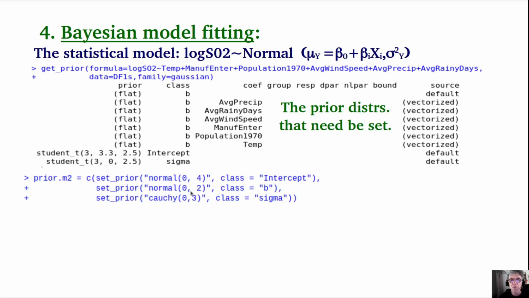For the slopes, we are going to define a more informative prior, with a normal distribution centered at 0 and with a standard deviation of 2, meaning that we expect 95% of the slopes to be between -4 and +4. And for sigma, the standard deviation, we are going to use a half Cauchy distribution as we did in the previous video.